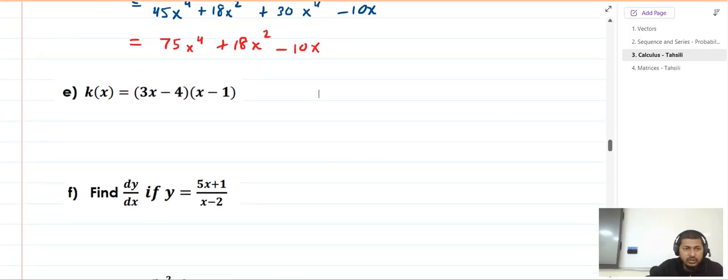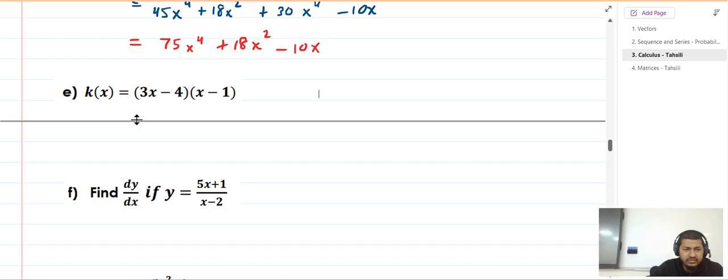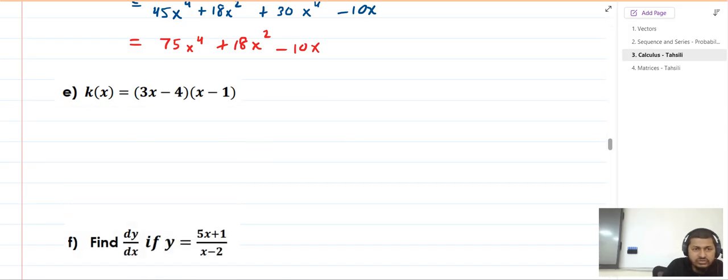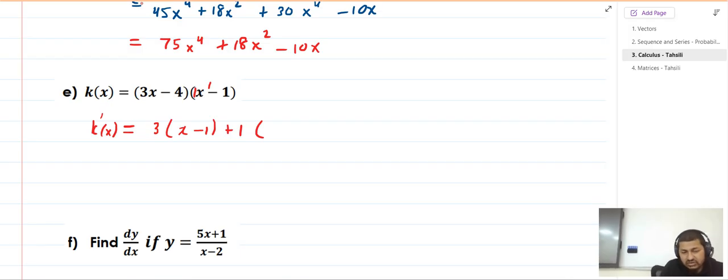Let's look at the next problem. Next problem is quite simple, right? Again, we have the product of 2 functions, so we can use the product rule here. So we say k prime x, right? We have 3x minus 4. Find the derivative of 3x minus 4, we get 3. Leave the x minus 1, plus find the derivative of x minus 1. If you find the derivative of x minus 1, derivative of constants is 0. We got a 1 here and a 1 there. 1 times 1 is 1, right? And x to the power 0 becomes 1. So derivative of x is just 1.